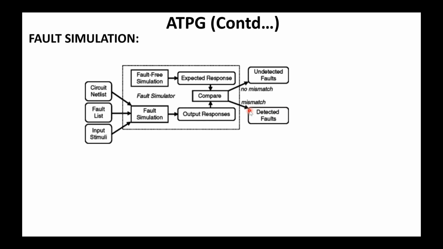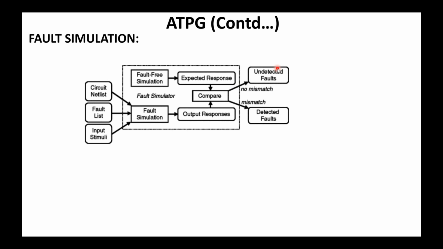So if good machine value and faulty machine value are different, then those faults will be called detected faults. If good machine output and faulty machine output are the same, that is, if good machine output is also 1 and faulty machine output is also 1, then if that particular defect occurs after manufacturing, it is not getting detected because good value and faulty value both are the same. So if both are the same, then the tool will consider those faults to be undetected faults, not detected faults.